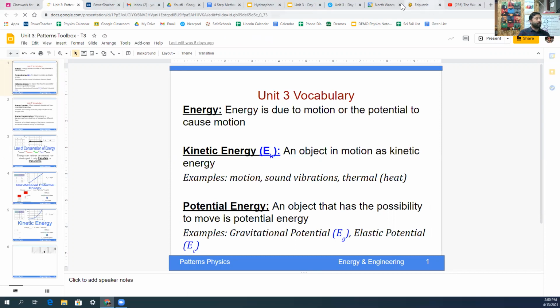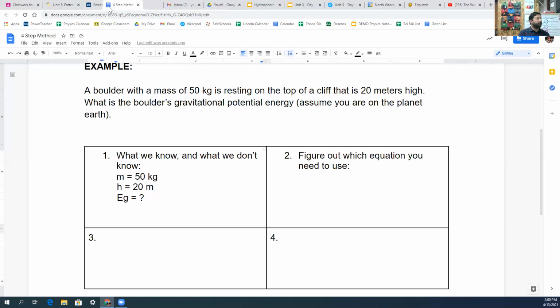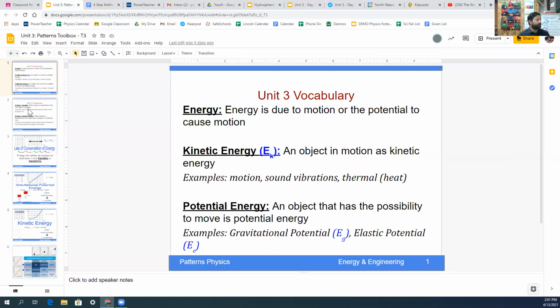So let me just go back really quick to our four-step method. We want to know what equation to use, and we're going to figure that out by looking at what we're trying to find and what we are given. So we're trying to find gravitational potential energy. So let's take a look at our patterns toolbox.